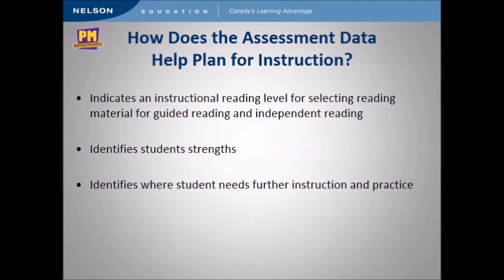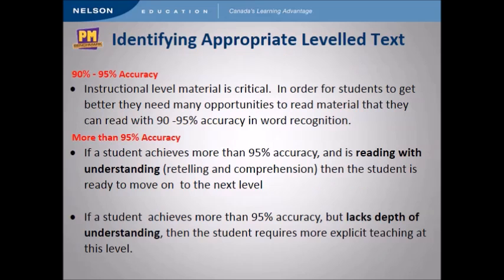So how does the assessment data help plan for instruction? Well, first of all, it will give you an indication of the instructional reading level, which will help you select text that you're going to use for both guided reading and independent reading. It will also identify the student's reading strengths and identify where the student needs further instruction and practice. One of the first things we'll need to do for planning for instruction in our classroom is to identify the appropriate level of text required by the student.